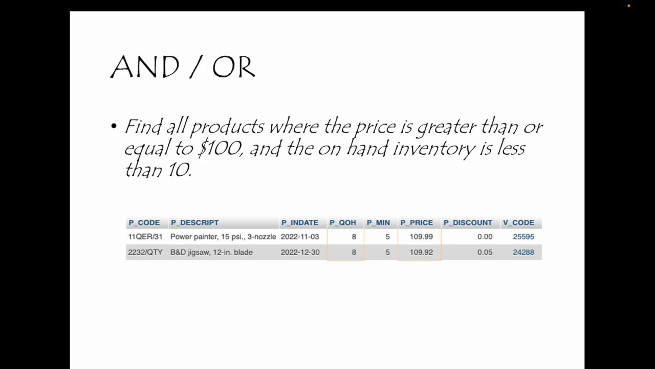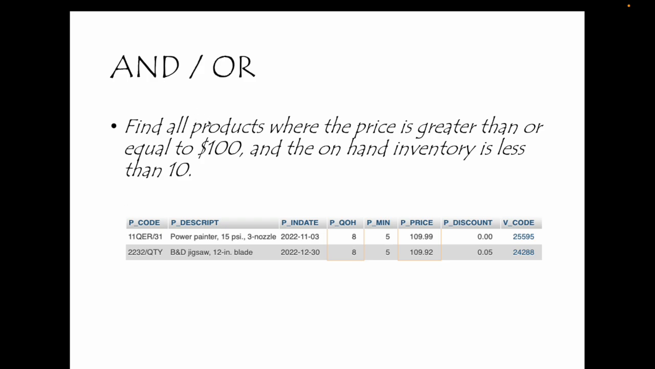Not only just one condition, sometimes you can combine multiple conditions. Using AND or OR as a keyword, you can create logical expressions with multiple conditions. So in this case, find all products where the price is greater than or equal to 100 and the on-hand inventory is less than 10. We are going to apply these two conditions step by step to figure out what happens. How can we choose those data?